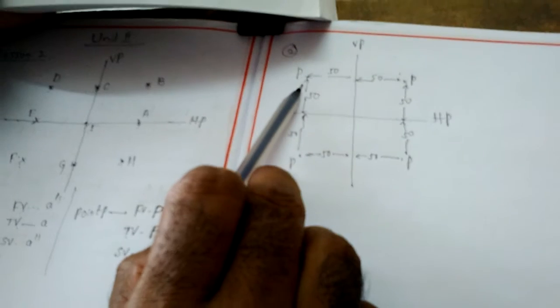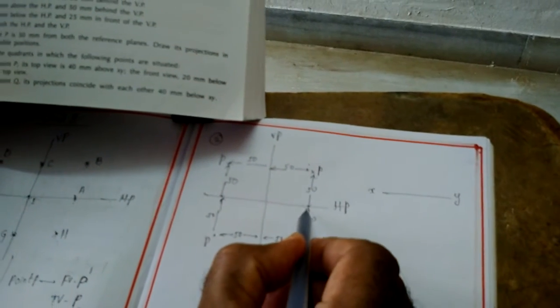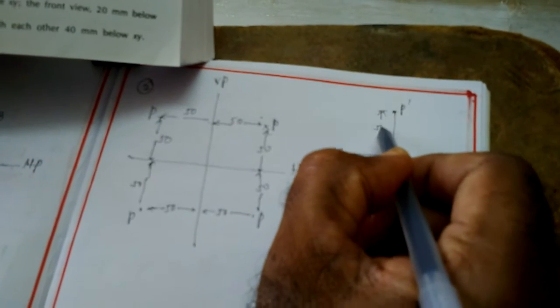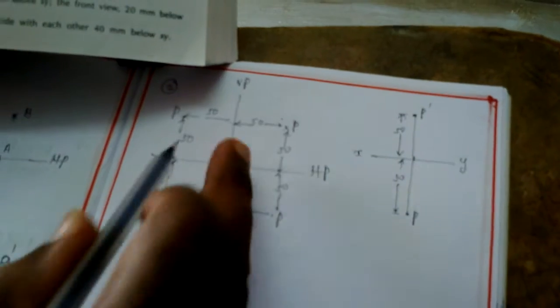Nothing but in this problem there are 4 chances. P occupies here, this is first quadrant. P occupies here in the second quadrant. P occupies here, this is third quadrant. P occupies here in fourth quadrant. Suppose P occupies in first quadrant. Our projections: this is XY line. Above HP 50 millimeter, 50 millimeters in front of VP. So that's why 50 millimeter above, 50 millimeter below. So the front view is above and the top view is below. This is 50, and in the similar manner, this is also 50. This is the first case.